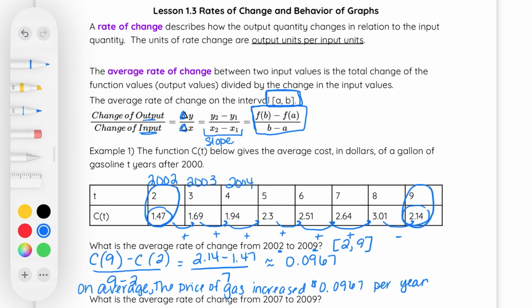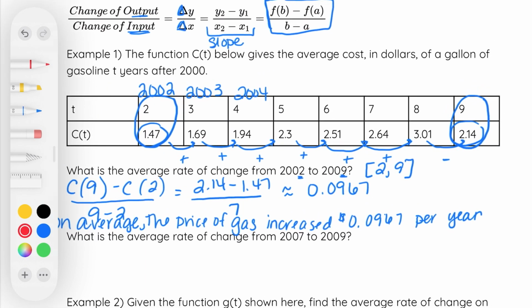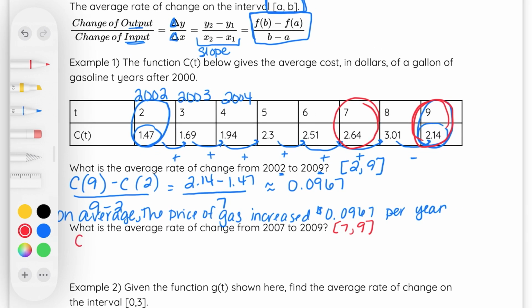Similarly, what is the average rate of change from 2007 to 2009? So now I'm going from 2007 to 2009. So from here to here, what was my average rate of change over these two particular years? So C of 9 minus C of 7, and then 9 minus 7. So I've got $2.14 minus $2.64 divided by those 2 years.